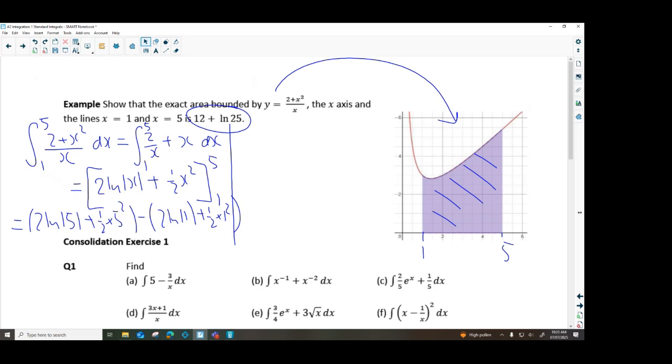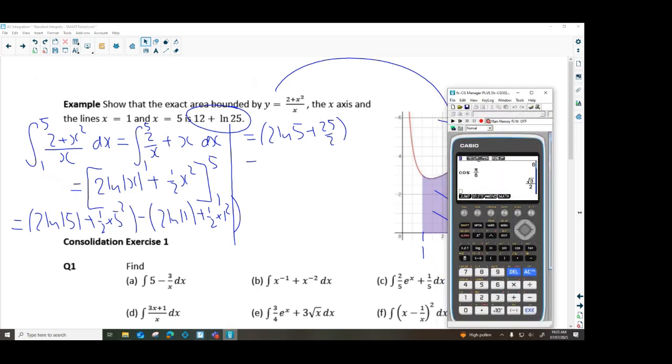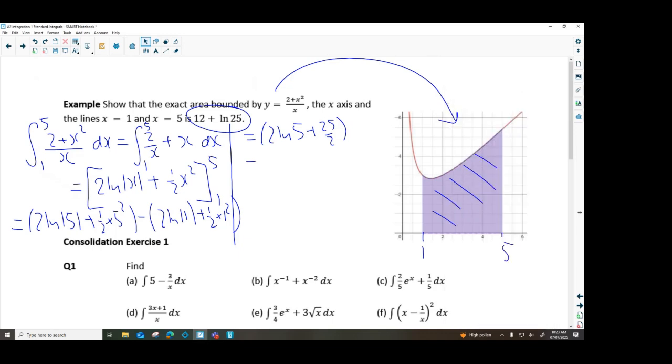Okay, let's simplify that a little bit further. So the first bracket, 2 ln mod 5. Well, the modulus of 5 is just 5, so that's just 2 ln 5. 1/2 times 5 squared is 25 over 2. Take away 2 ln mod 1. Well, the modulus of 1 is 1 and ln of 1 is 0. If you're not sure about this, folks, if you do ln 1, it will happily give you 0. So the first term in the second bracket is 0. The second term is 1/2 times 1 squared, which is 1/2.